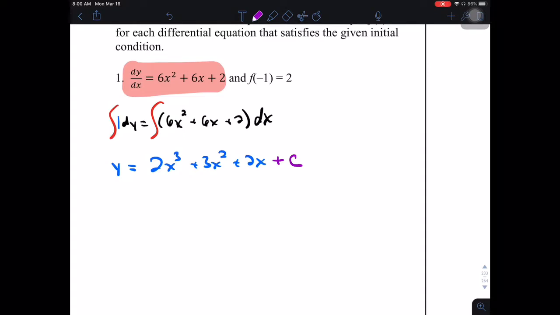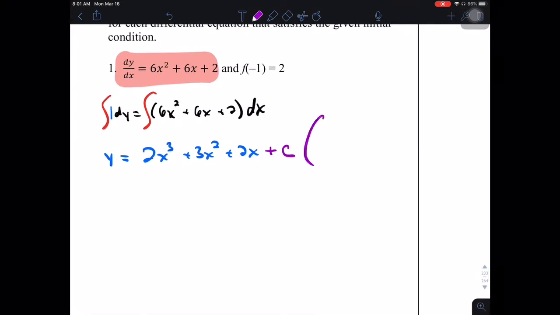Just a quick review of how to integrate. You add 1 to the exponent, which is a 3, multiplied by its reciprocal 1/3. 6 times a third is 2. This next one, the exponent is a 1. Add 1 to it, you get 2. Multiplied by the reciprocal, half of 6 is 3. The next one is a constant 2. Its antiderivative is a linear equation, 2x, and then add in your arbitrary constant.